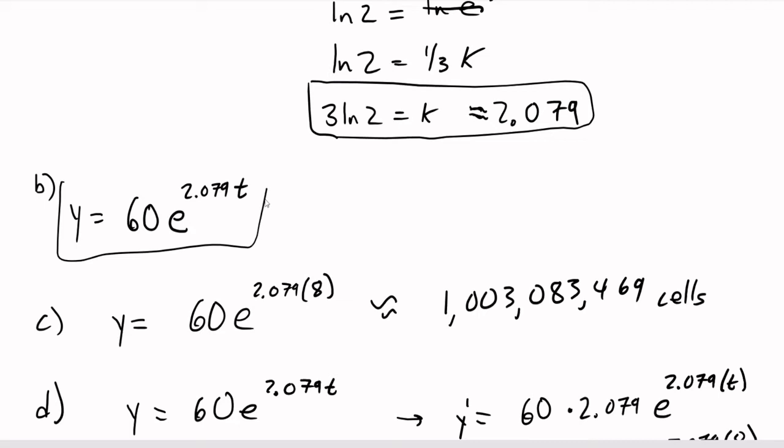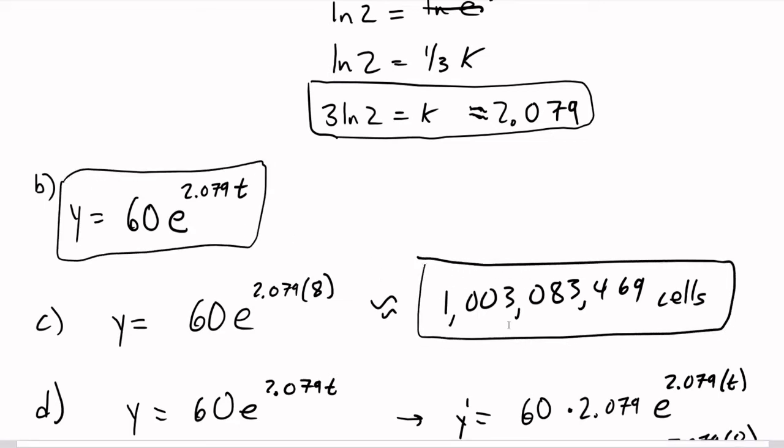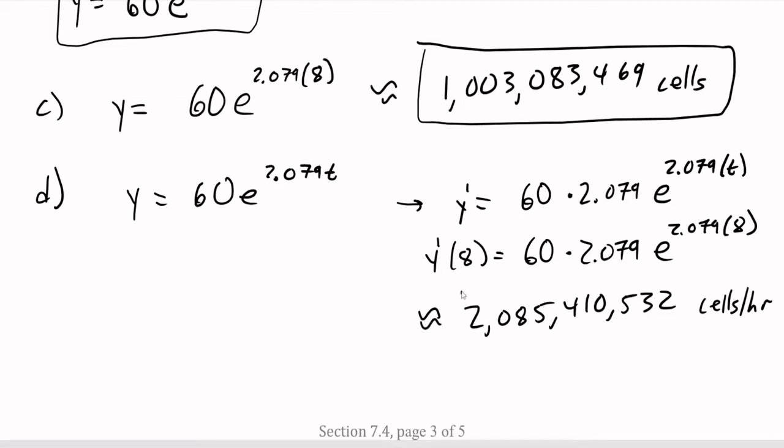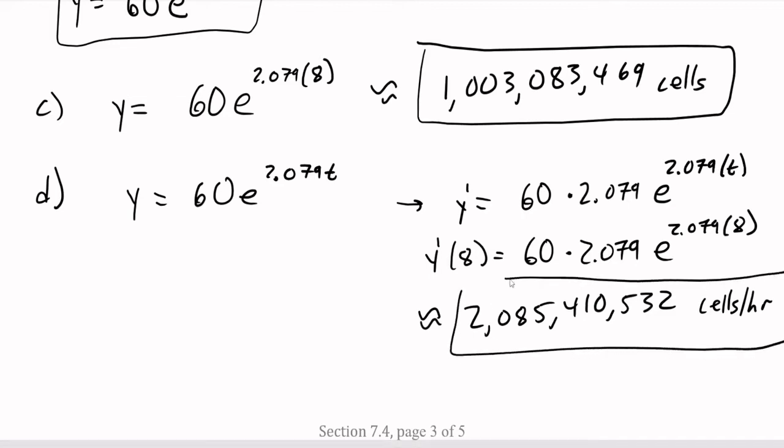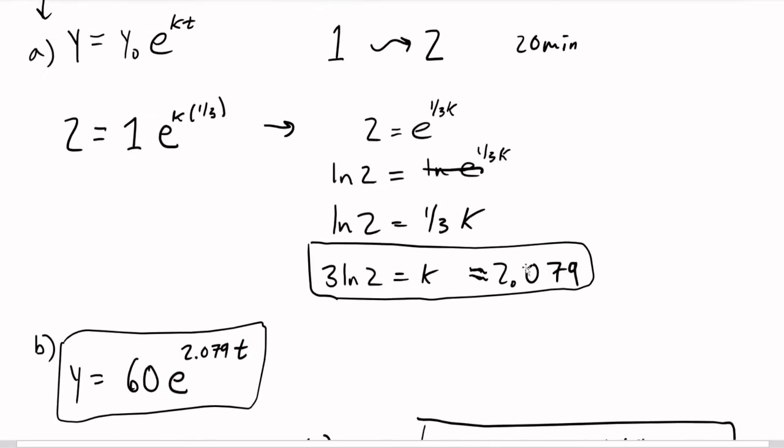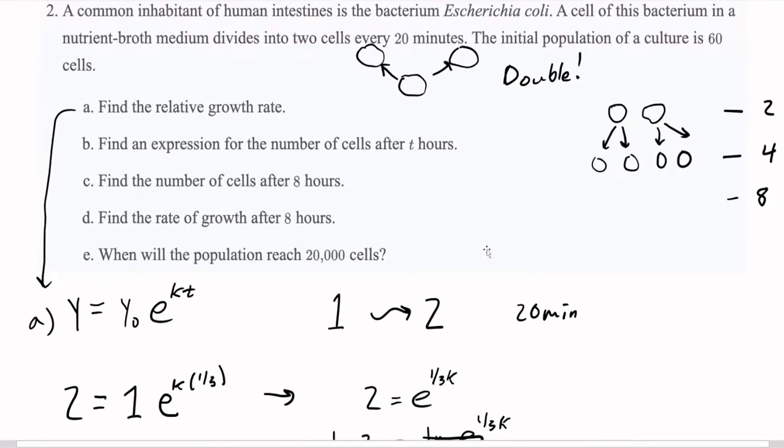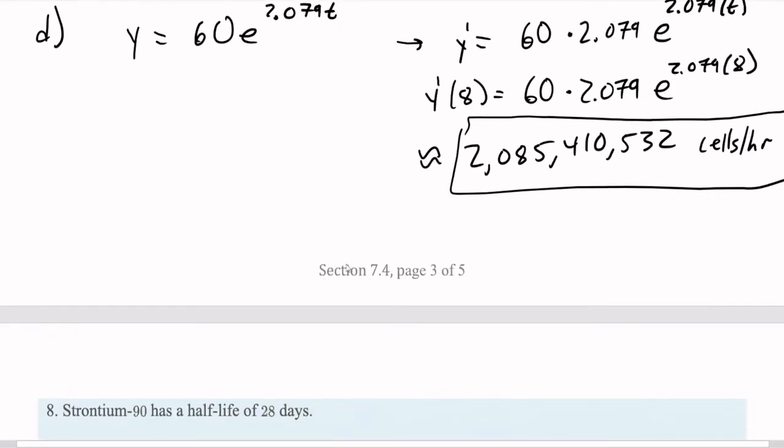So let me box these. This is trying to give you a feel for this idea of exponential growth. It's very fast, right? It starts off like, oh, 1 to 2, 2 to 4, this isn't anything, and then boom, you're at 1 billion. When will the population reach 20,000 cells? So let's give ourselves a little bit of room here.